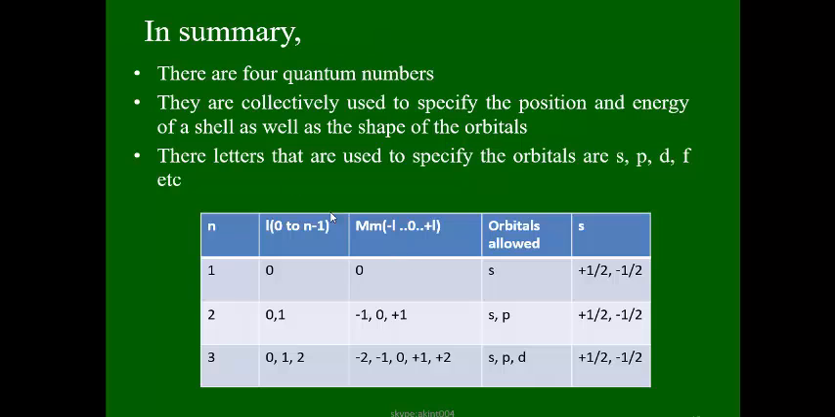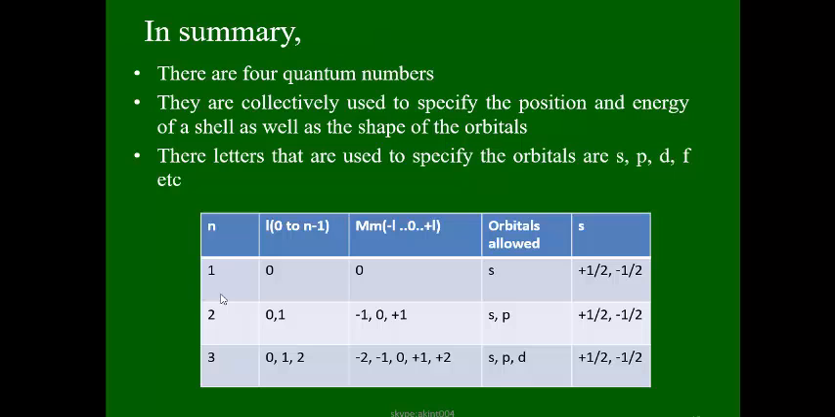So, in summary, there are 4 quantum numbers, and they are collectively used to specify the position and energy of a shell as well as the shape of the orbitals. There are letters that are used to specify the orbitals: s, p, d, f, etc. And this table summarizes what we have been seeing before. When n is equal to 1, l can only be 0, m can only be 0, and then the orbital that is equal to 0 is s.